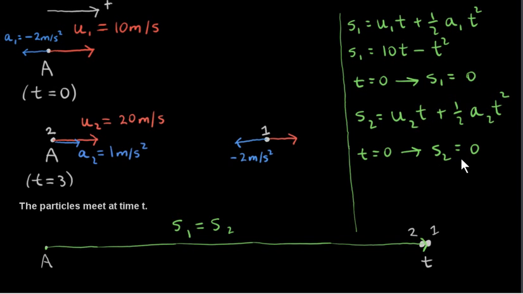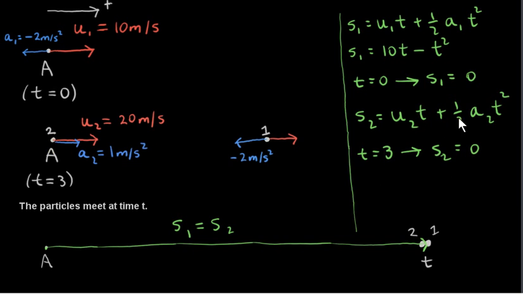And this is not the case, because at t equals 0, this formula is not even defined for the position of the second particle. The second particle is launched at t equals 3, so at t equals 3 we want S2 to be 0. At t equals 3 the particle is at point A, which means its distance from point A is 0. Its distance from point A is S2.